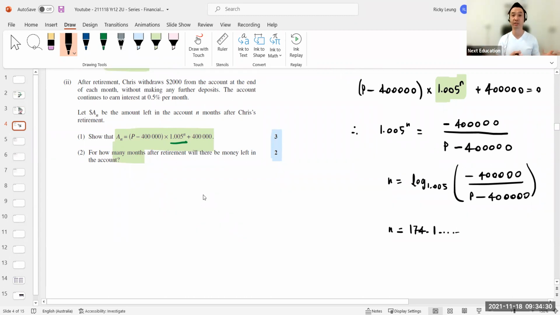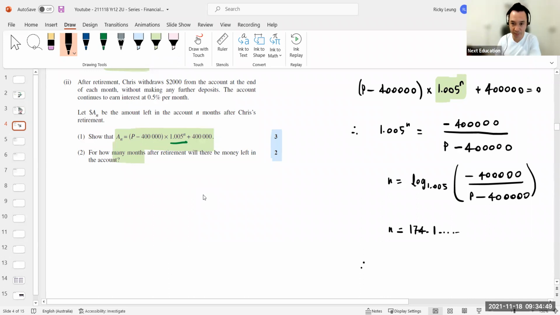It's actually to do with the context of the question. Some questions go, in this case, if I said to you, when is the last month they have money, then you round down. When's the last month they run out of money? You round up, because on the 175th month, they'll run out of money.